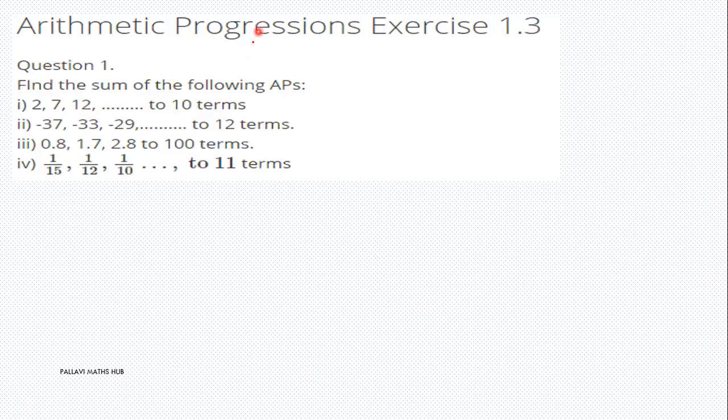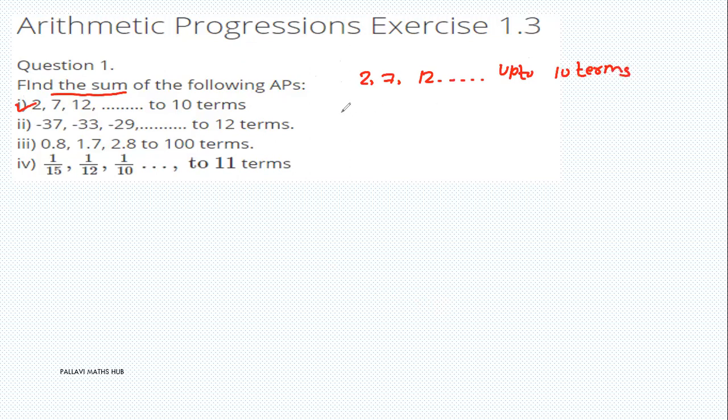First question, find the sum. The question is 2, 7, 12, dash, up to 10 terms. You need to find out the sum. First write the question: 2, 7, 12, dash, up to 10 terms.